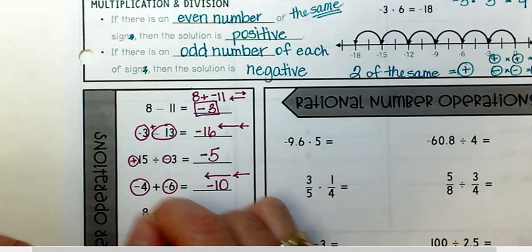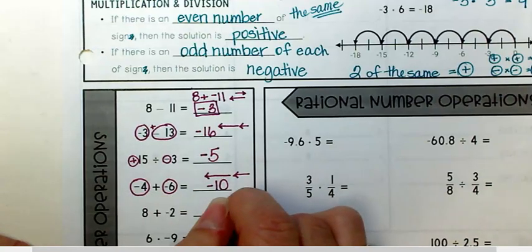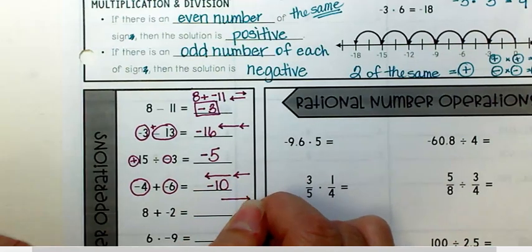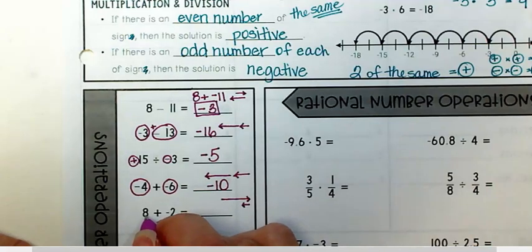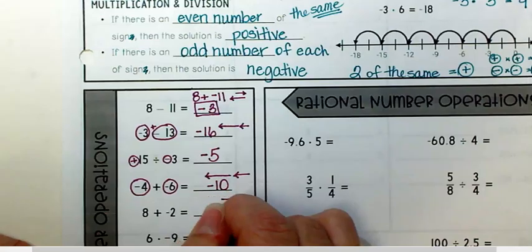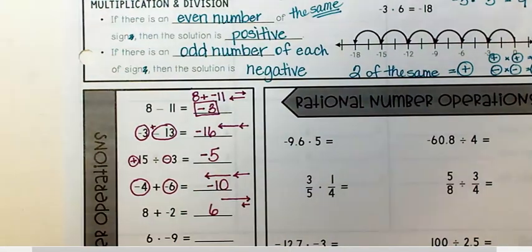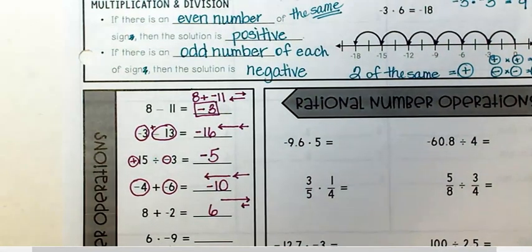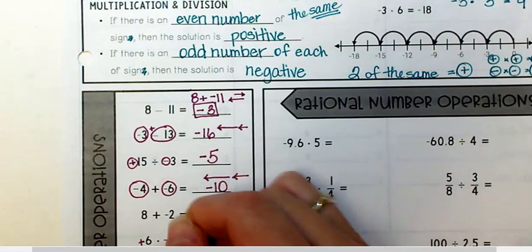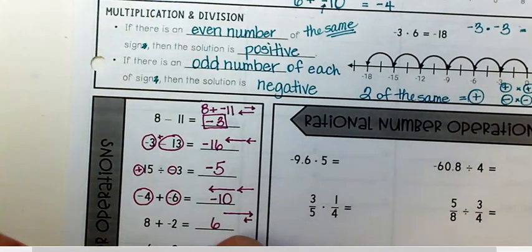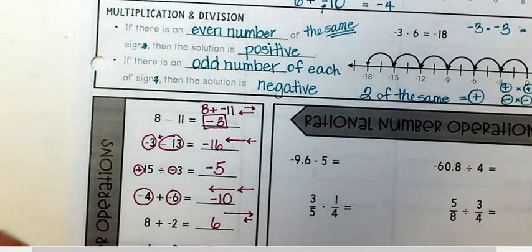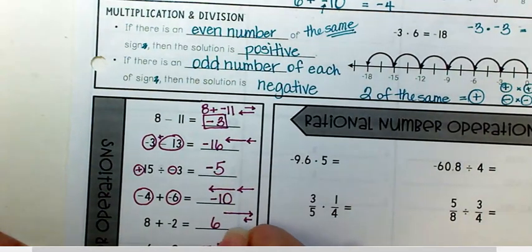On this one, I have a +8 and a -2. So I have +8 going this way on the number line, and then a -2 going this way. That's basically the same as saying 8 minus 2, which is 6. It's going to be a +6 because the 8 is positive and it's a bigger absolute value. All right, 6 times -9. I have a positive number times a negative number. I have one of each being multiplied, positive times negative, so I know my number is going to be negative. 6 times 9 is 54.